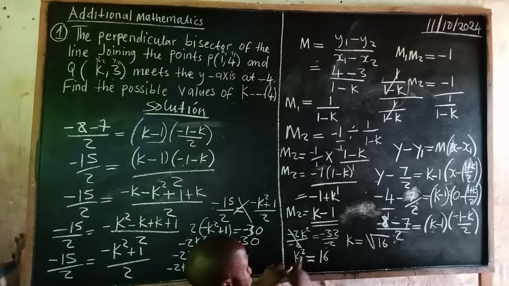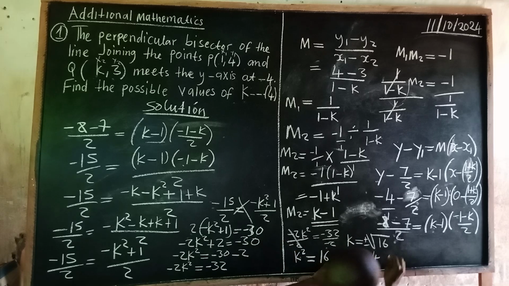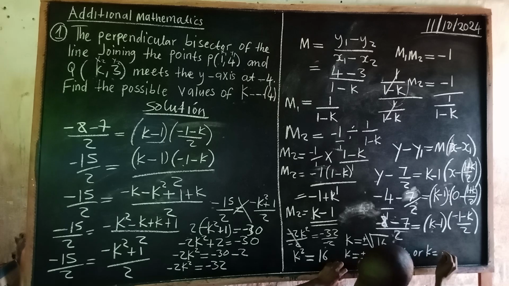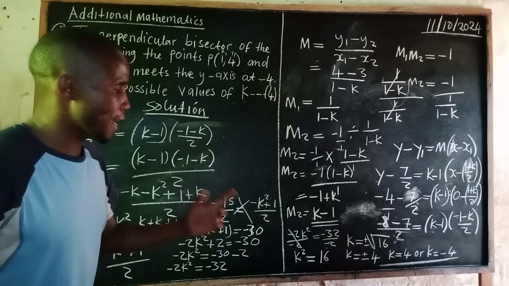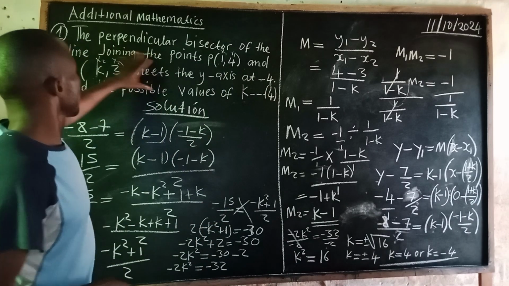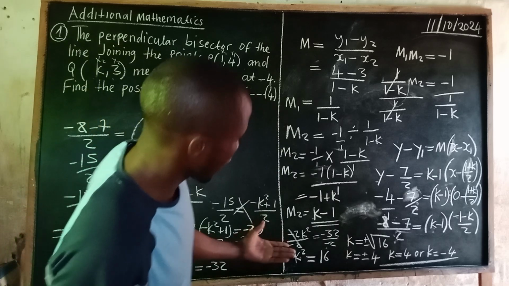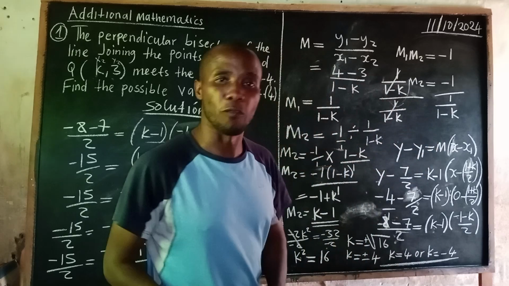Then from there, for us to get rid of the square, we have to introduce the square root, positive or negative. So k is equal to positive or negative 4. That means k is equal to 4 or k is equal to negative 4. Therefore, the answer. They actually wanted us to find the values of k, and this is the one. k is equal to 4 or k is equal to negative 4.